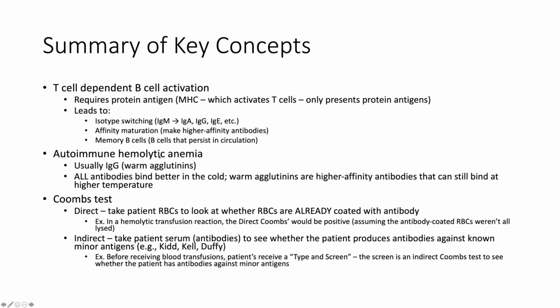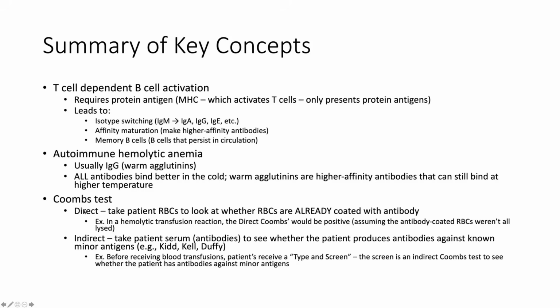We'll talk about autoimmune hemolytic anemia, which again is usually IgG, so the warm agglutinins. The general thing that you want to remember is that all antibodies bind better in the cold. Almost everything binds better in the cold. The reason we call them warm agglutinins isn't because they bind better at warm temperatures. It's just that they are such high affinity antibodies that they can still bind at higher temperatures. They would bind better in the cold, but because they've undergone T cell dependent B cell activation, you have the affinity maturation to make higher affinity antibodies, and they can still bind at higher temperatures. We'll also talk about the Coombs test.